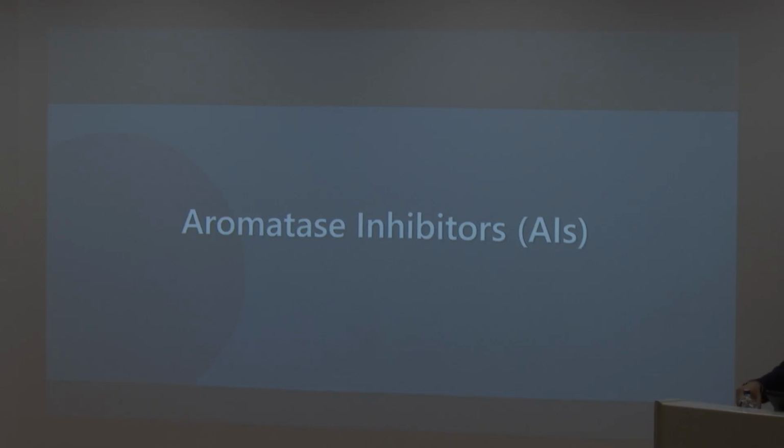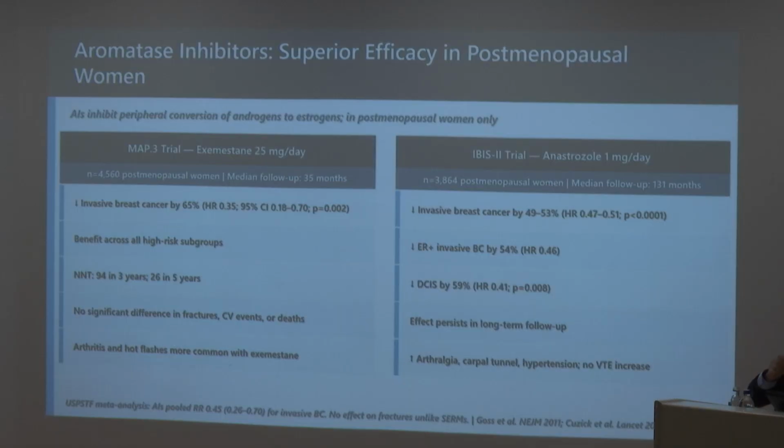Because we now have aromatase inhibitors, and they are using the same pathway as well, blocking estrogen, not the receptors in the hormonal pathway. And here we have 2 main trials. The first one is the MAP3 trial using exemestane, 20 milligrams per day, and the other one is the IBIS-2 trial. Remember, the IBIS-1 trial was using tamoxifen, but in the IBIS-2 trial, they used anastrozole. And they included more than 4,000 women in the MAP3 trial and nearly 4,000 in the IBIS-2 trial.